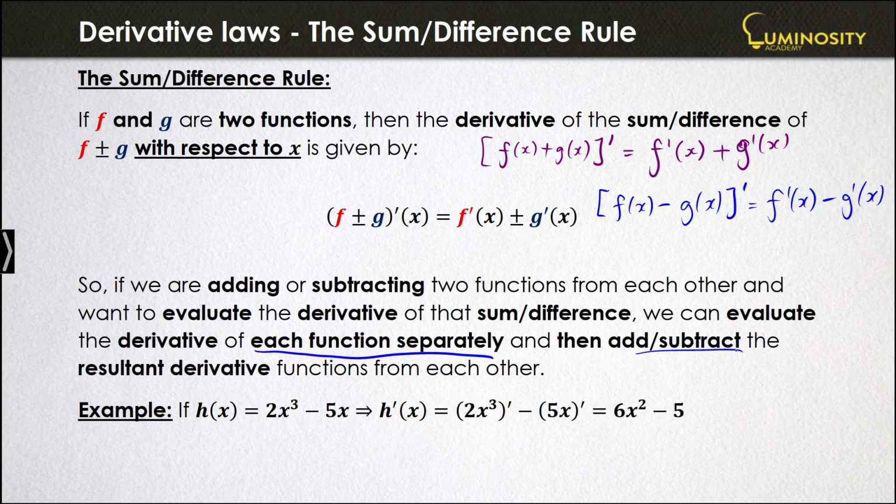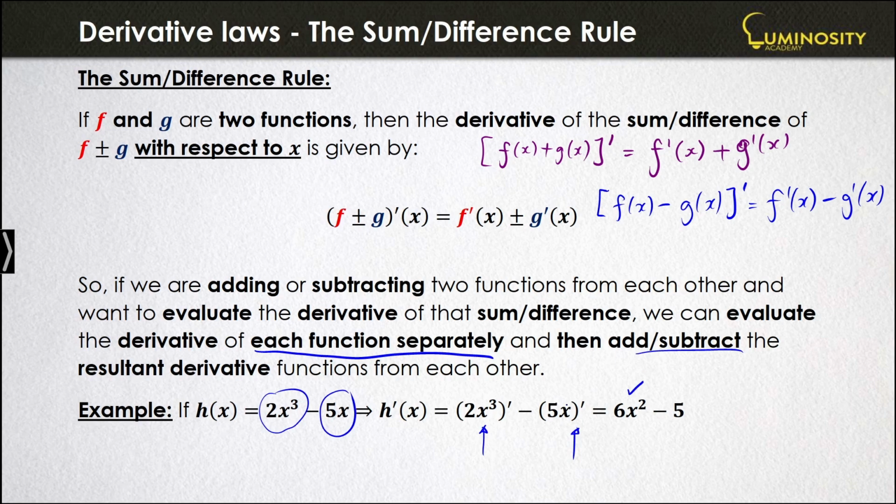So for example, if h of x is 2x cubed minus 5x, so I have a difference of two functions, then I can take the derivatives separately of each function and then find the difference. So the derivative of 2x cubed using the power rule is going to be 2 times 3 is 6 times x to the power 3 minus 1, which is 2.